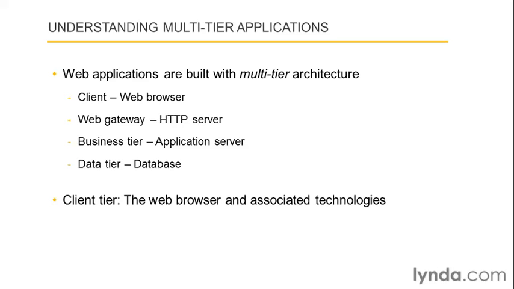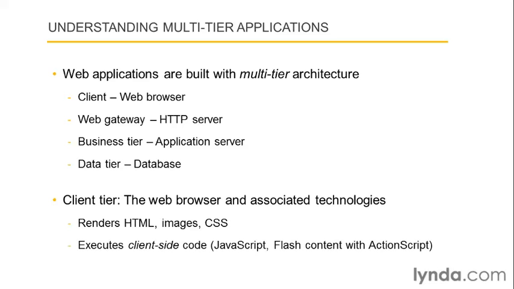The client tier is the web browser and its associated technologies. The web browser itself sends requests, receives responses, and renders HTML, or hypertext markup language, images, cascading style sheets, and other content that it's capable of rendering directly. It also hosts plugin components, so it can execute both native client-side code in the form of JavaScript and also embedded code that's executed by the plugins. For example, Flash Player is used to render Flash content that uses ActionScript code. All of this taken together is known as the client tier.